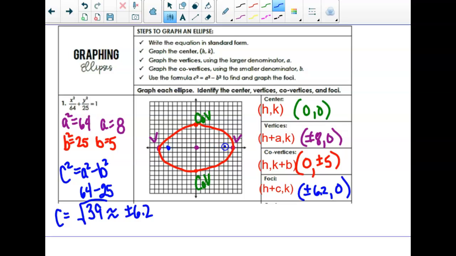The closer those foci are to the vertices, the longer and narrower the parabola will be, okay? Or the ellipse, something like that. If it was a perfect circle, the foci would be back at the center.